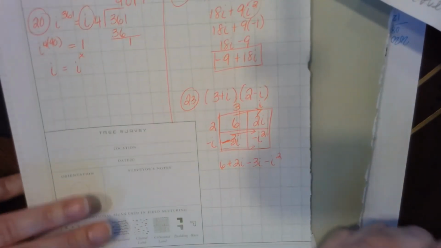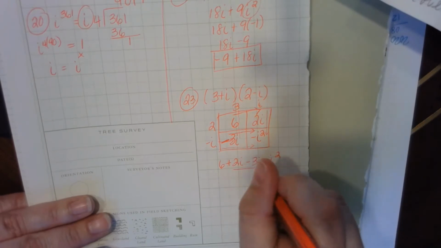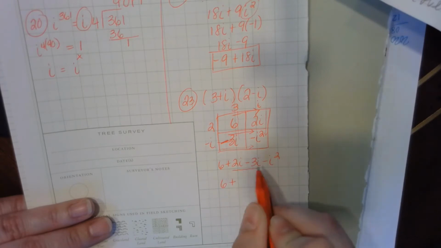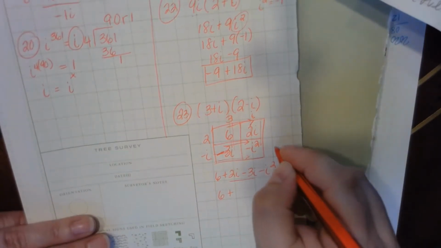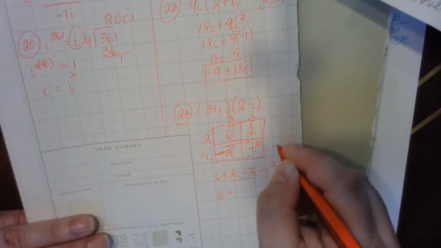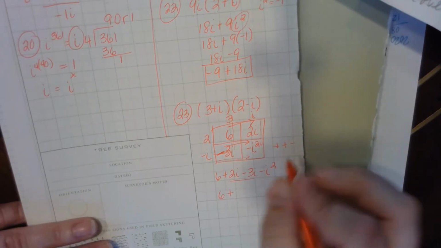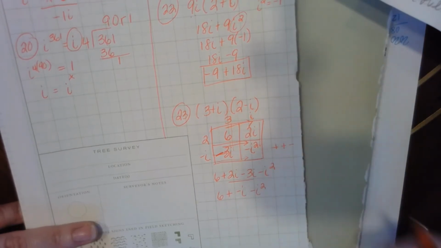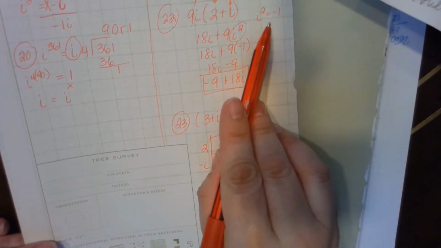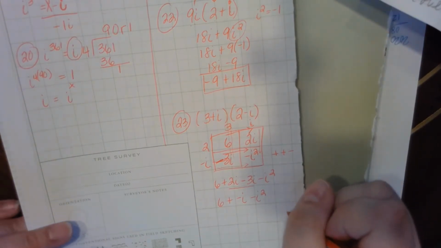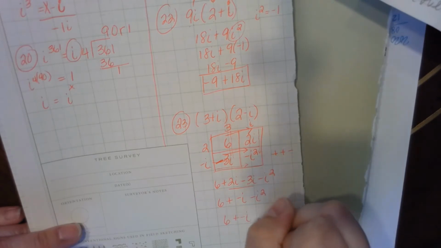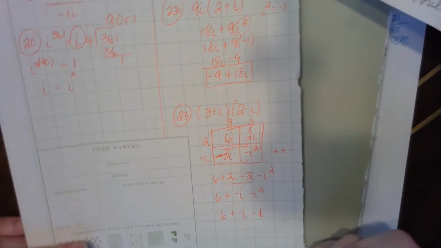All right, at this point, we're going to start simplifying. I'm going to take my two middle numbers. So I've got 6 plus 2i and negative 3i. Well, if I have 3 negatives, remember these 2 positives will cancel them out. That leaves me with a negative i. And then I've got negative i squared. But don't forget, we can take that i squared and we can make it a negative 1. So I've got 6 plus negative i minus 1. Okay, so I can simplify again.